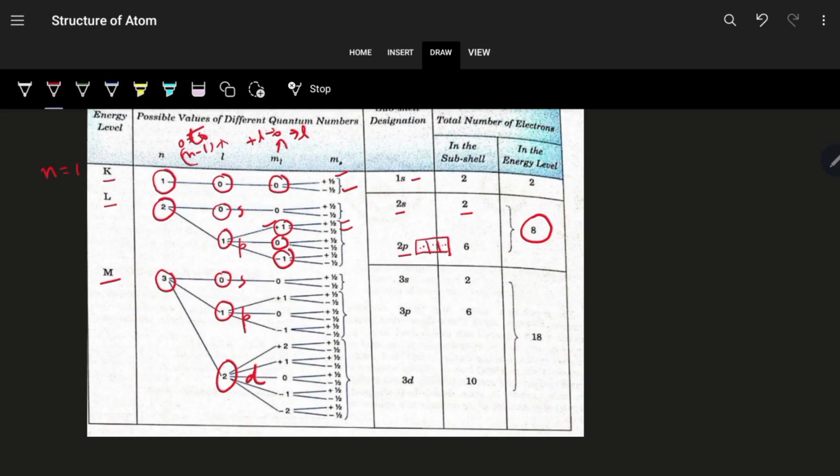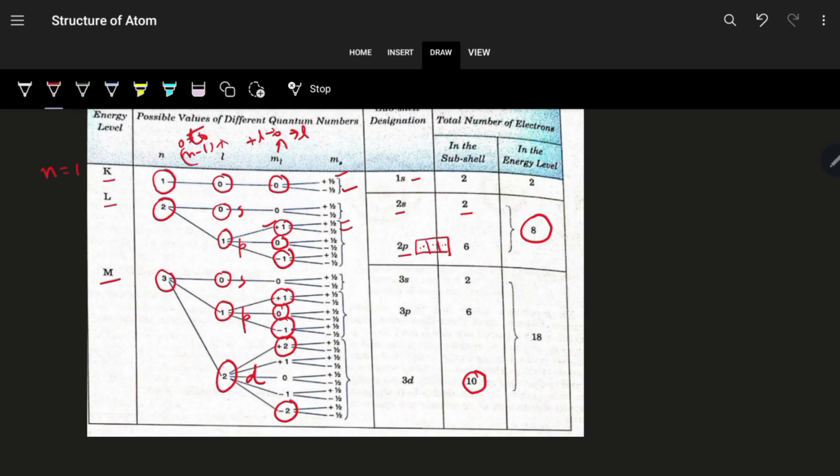So remember always that p is triply degenerate. So there are the ml values +1, 0, -1. d can have +2, +1, 0, -1, -2. So there are 5 sets of degenerate orbitals. In each orbital, maximum 2 electrons can be there. So 5 into 2, 10 maximum electrons can be there in the subshell d.